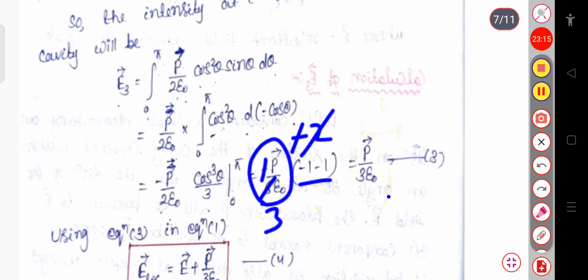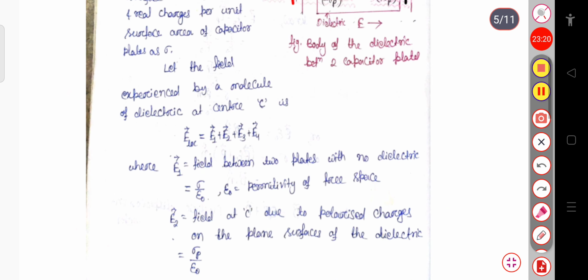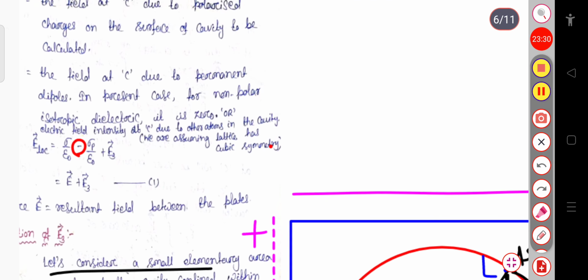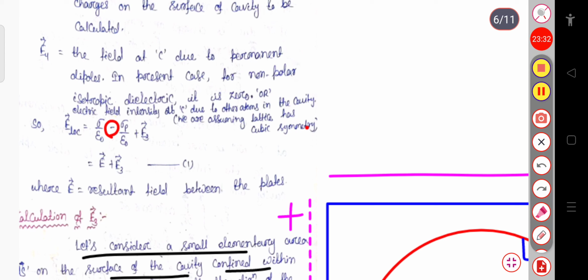So from this expression we have taken this total localized electric field equal to E1 plus E2 plus E3 plus E4, and here you can see simply we have considered this E1 plus E2 to be E, and this is your E3.